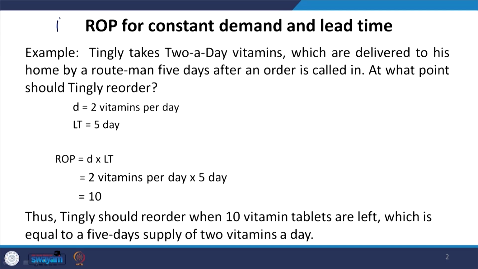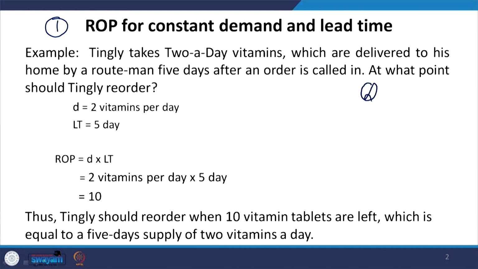Now, the first example to be discussed is a very simple example, taken from the concept of our basic EOQ model. In the basic EOQ model, as we have discussed many a time, we need two answers. These are the two questions: what is my order quantity and what is my reorder point?